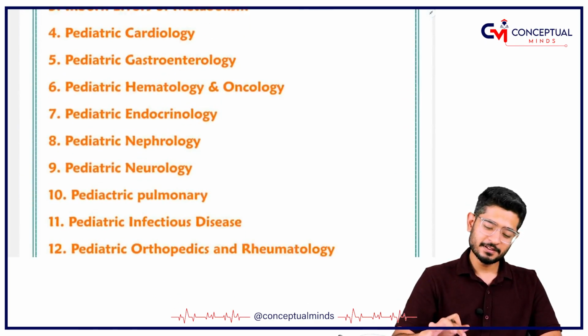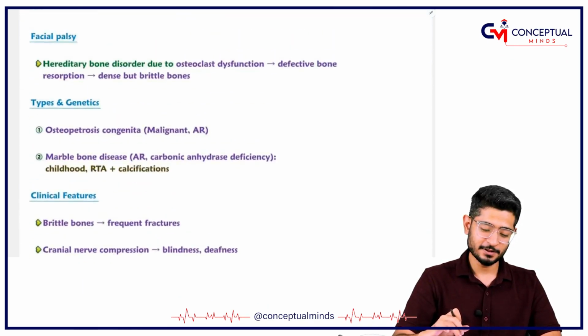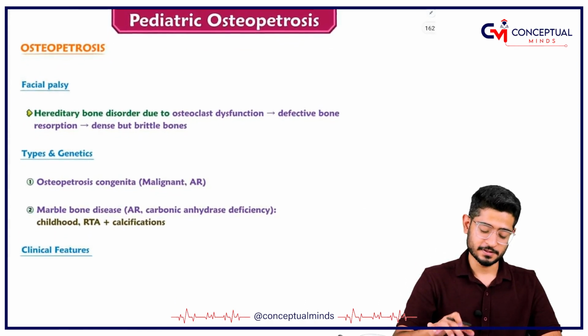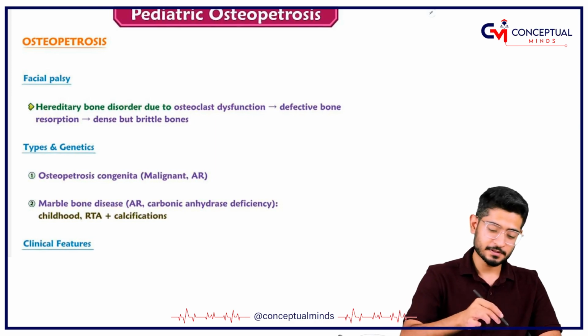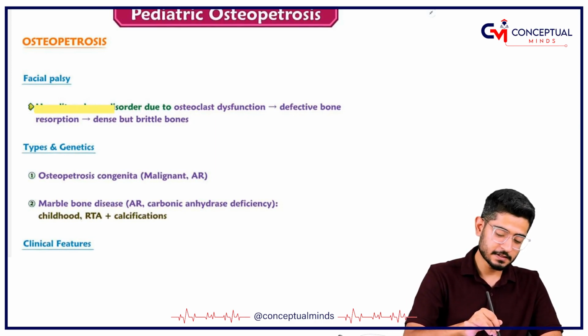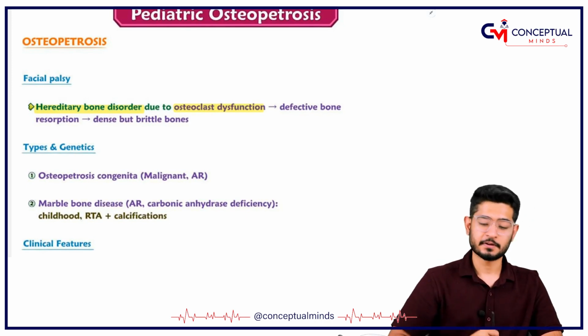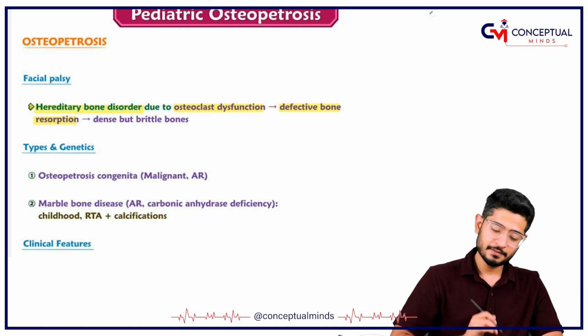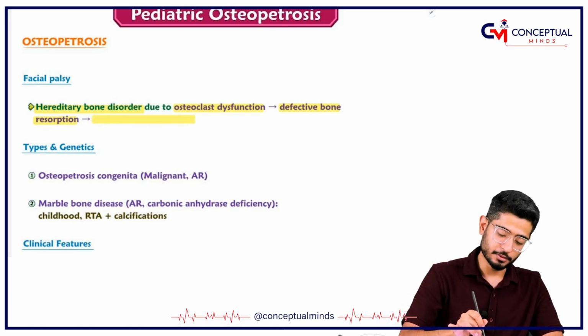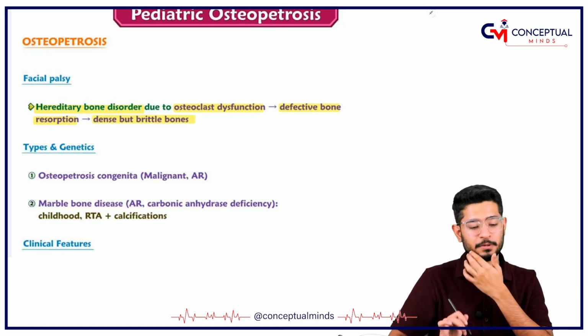So the topic which I have taken to be discussed in this video is osteopetrosis. Osteopetrosis. Okay. So what is osteopetrosis? Osteopetrosis is a hereditary bone disorder which happens because of osteoclast dysfunction, and that is why there is defective bone resorption and there will be dense but brittle bones. There will be dense but brittle bones.